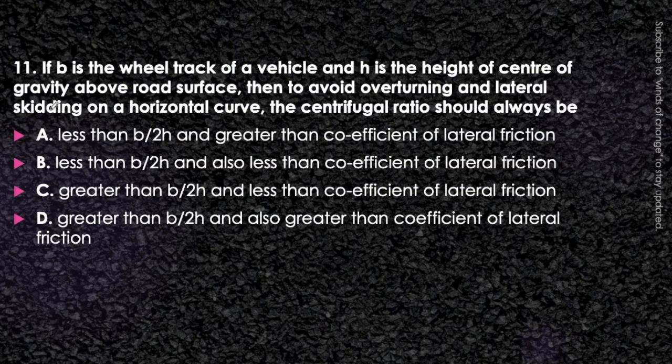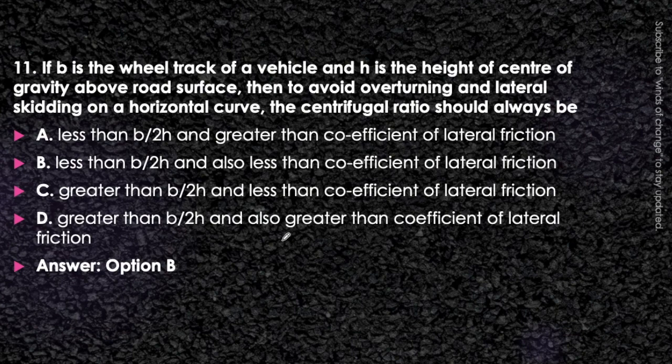Next question. If B is the wheel track of a vehicle and H is the height of center of gravity above road surface, then to avoid overturning and lateral skidding on the horizontal curve, the centrifugal ratio should always be less than B by 2H and greater than coefficient of lateral friction, or less than B by 2H and also less than coefficient of lateral friction, or greater than B by 2H and less than coefficient of lateral friction, or greater than B by 2H and also greater than the coefficient of lateral friction. Think about it. This topic is being explained in the video of revision of highway geometric design in the starting only. You can go to that video and you will find the answer there.